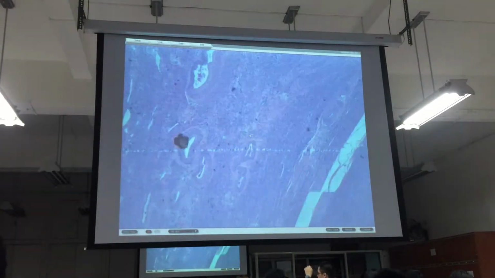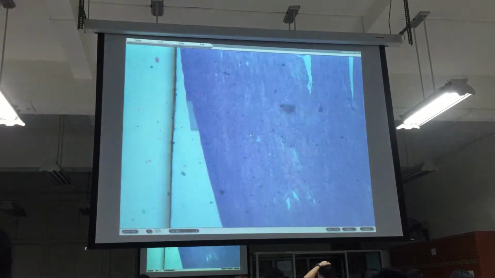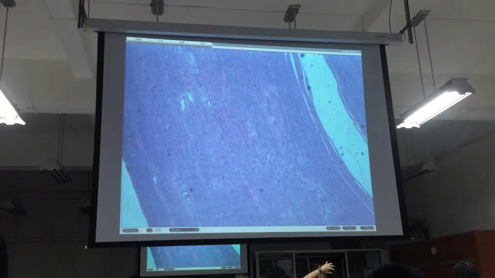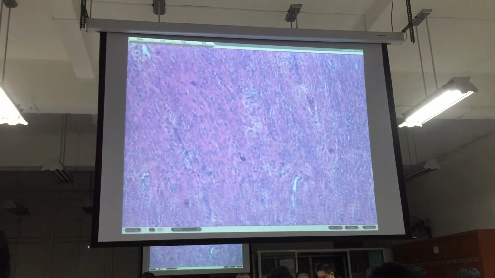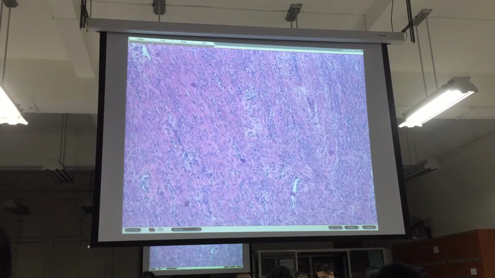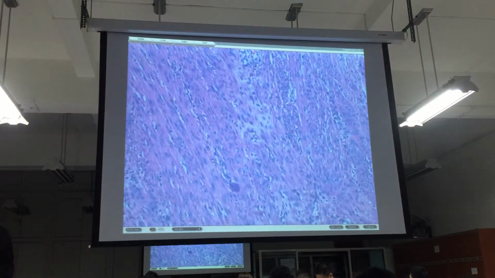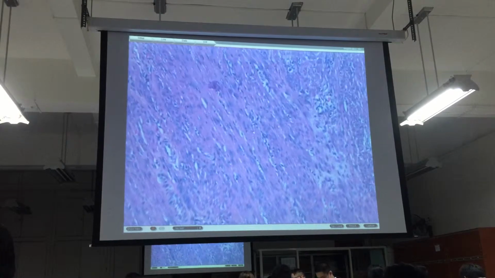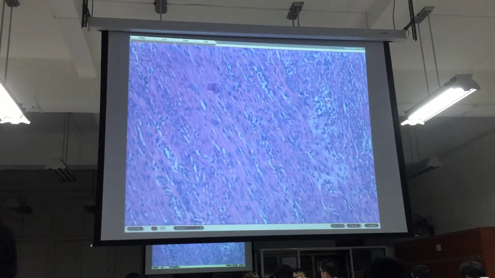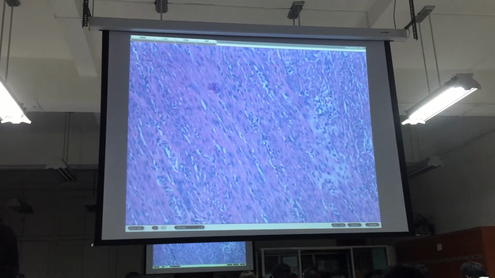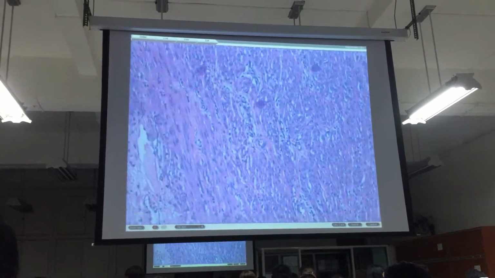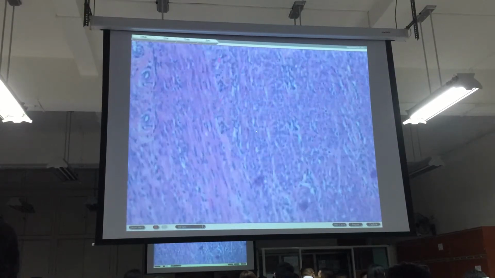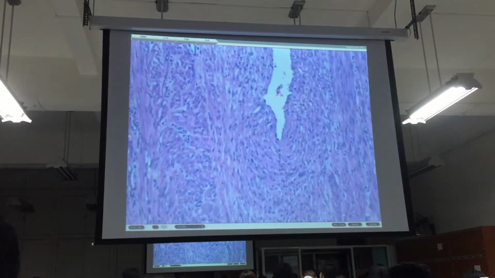Okay, this one. Look at this. What is the tissue here? High magnification. What is the tissue? Smooth muscle. Look at the tissue. It's streaming, only in one direction. It is elongated, like this one. They are elongated.